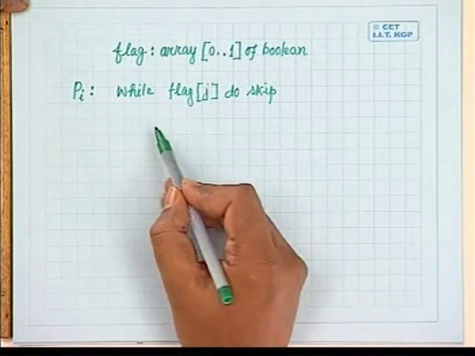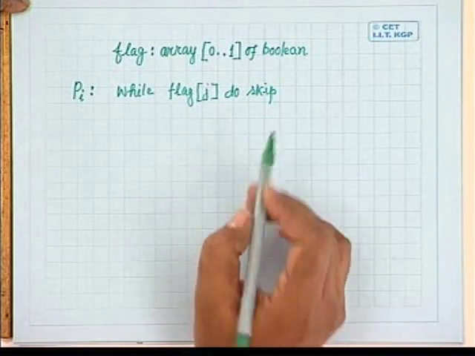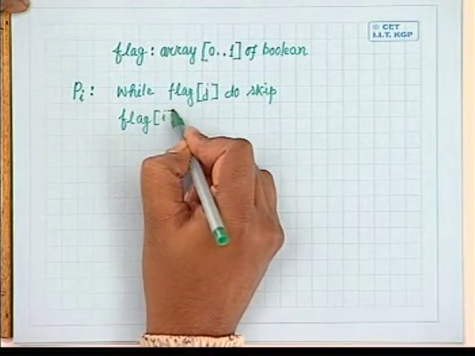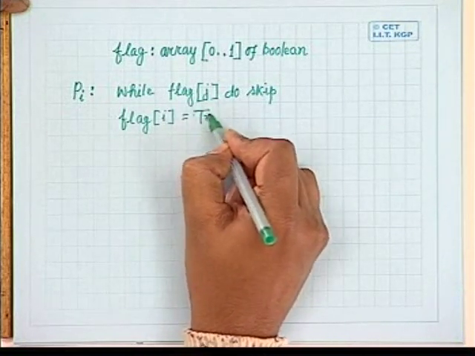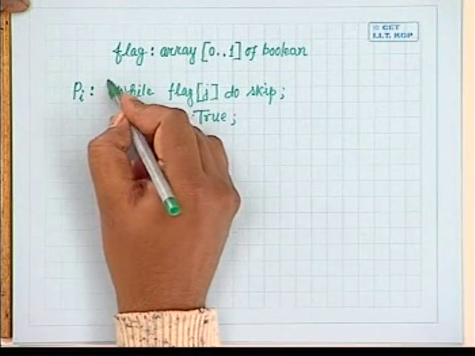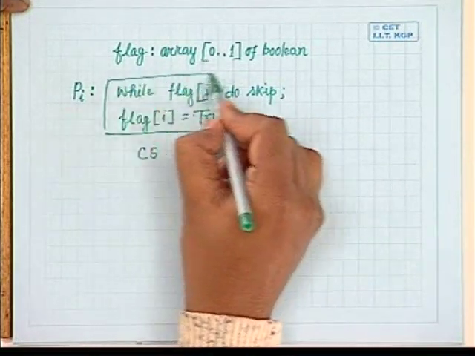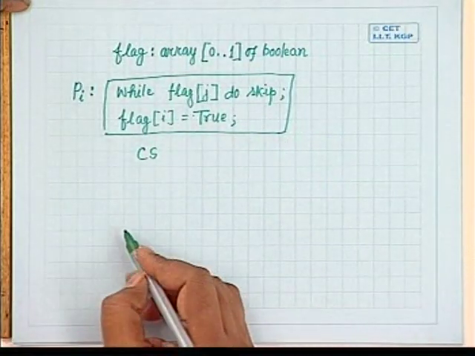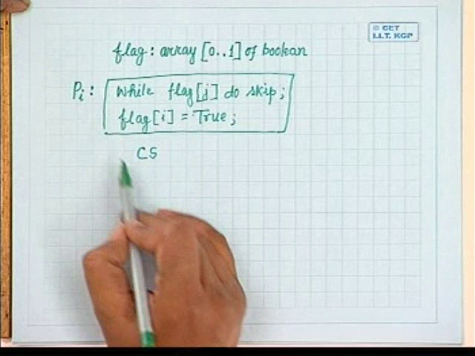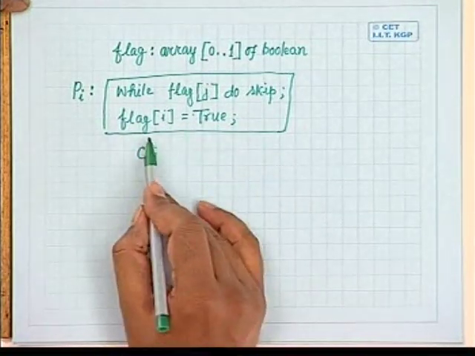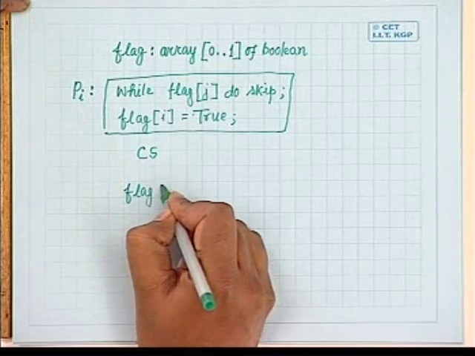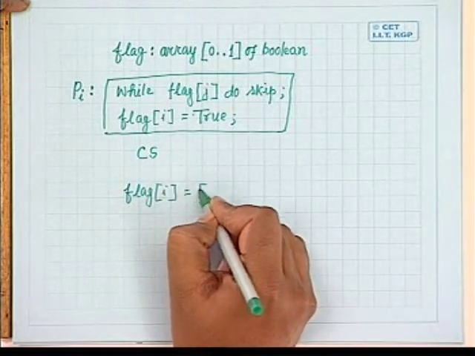Before entering the critical section, it should indicate that P1 is in the critical section, right? So for that, it has to set its own flag, flag i equal to true. Then process Pi can enter the critical section. So this becomes our entry section, and this is the critical section. Similarly, in the exit section, process Pi has set flag i equal to true, indicating that process Pi is now executing in the critical section. While coming out, it should set flag i equal to false. So in the exit section, we have flag i equal to false.